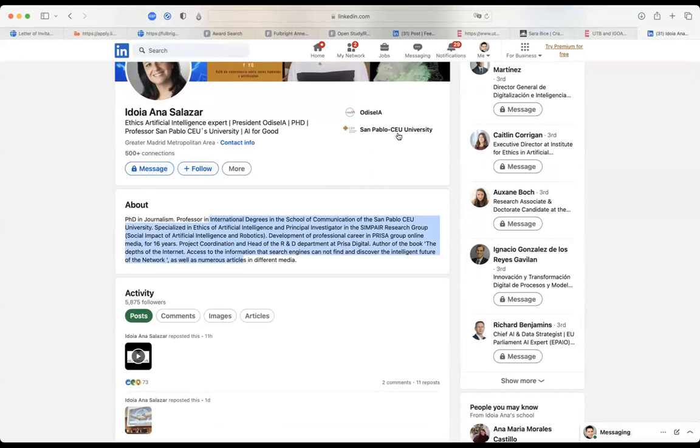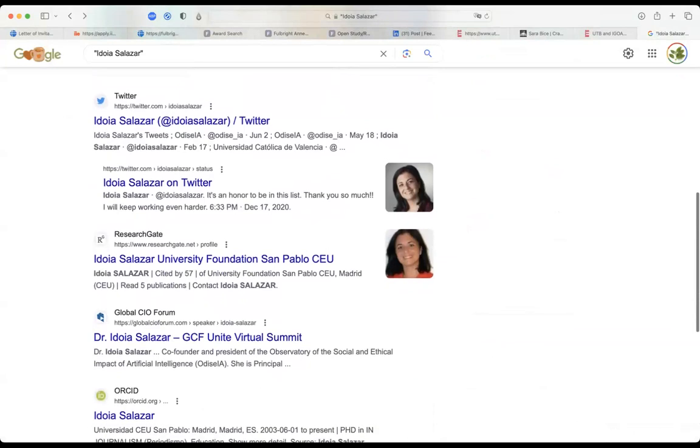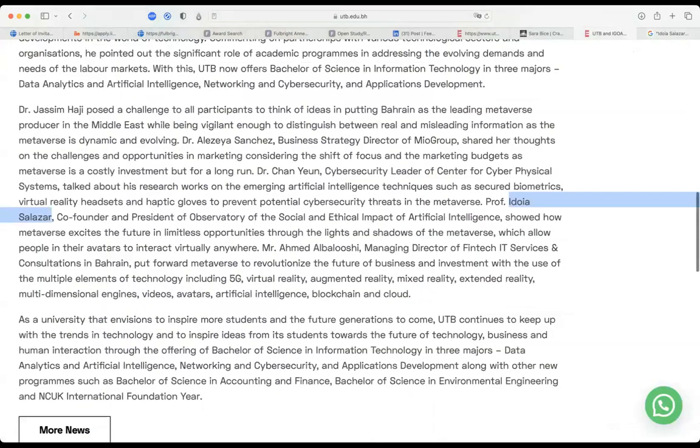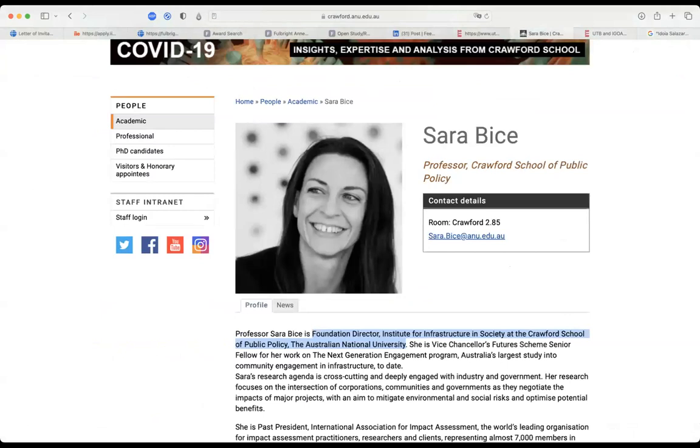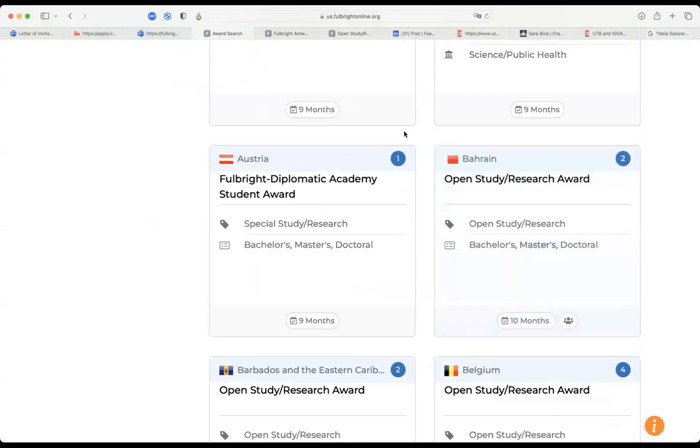In this case, they're not at that university anymore, so that might not be what you're looking to do. But you can see here how it's possible to find people who are working on things in many different parts of the world. Okay, so going back to our award search here.